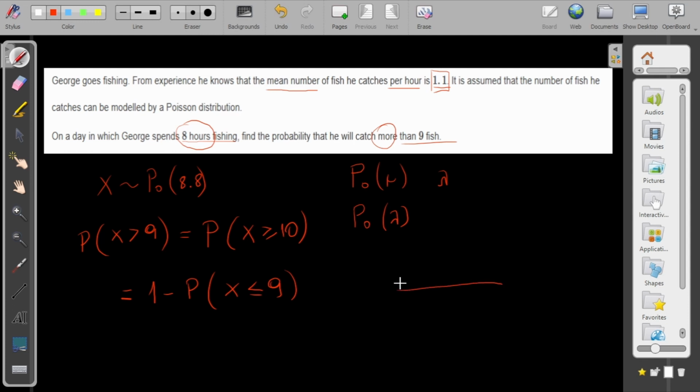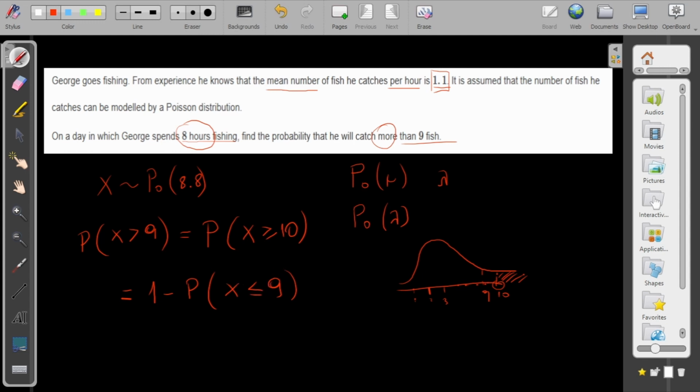If I put it in a graph somehow, let's say this is the probability that he will catch 1, 2, 3, and so on. Now I want the probability that he will catch more than 9. More than 9 means 10 and more, but also 10. So what I will do with my TI is calculate how many he will catch up to 9. Don't forget, the Poisson distribution is a discrete distribution. That's why I have these cases here.